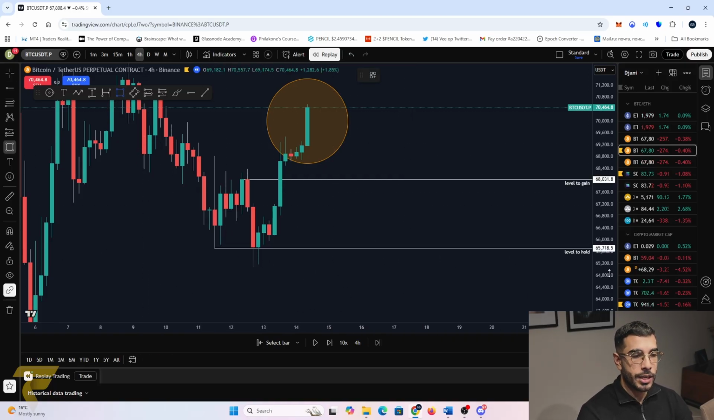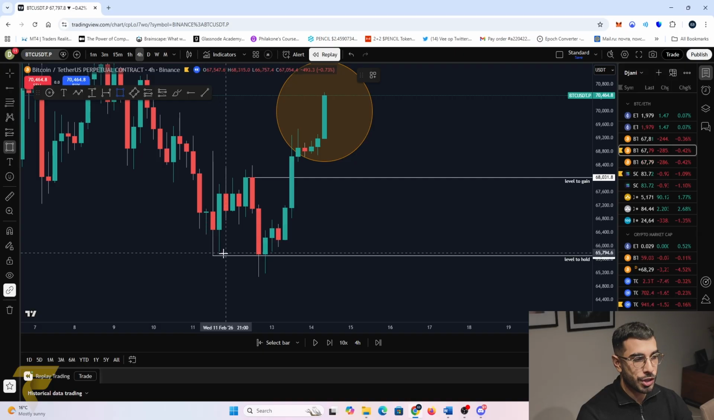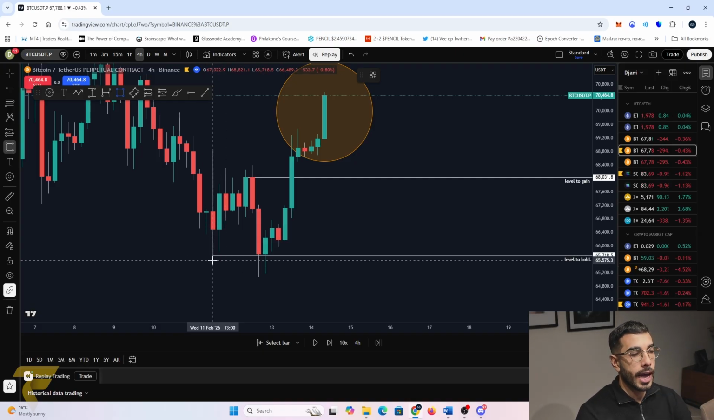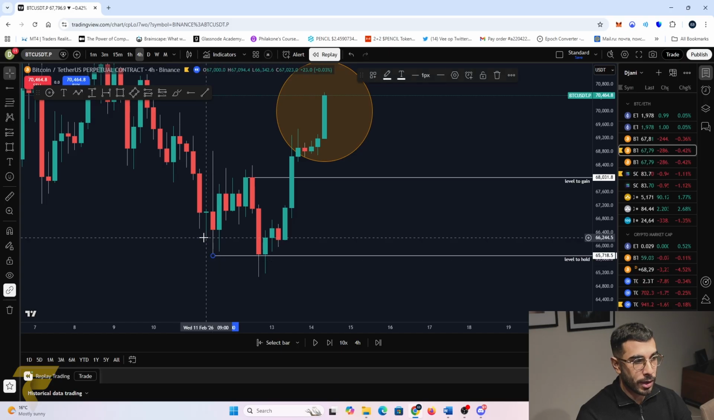I would highly advise you guys to draw a box. And of course you have these so-called wicks, these tails at the bottom, and you take it from the bottom of the wick, the bottom of the tail, to the bottom of the candlestick. So as you can see, this was the bottom of the wick, and this is the bottom of the red candlestick.